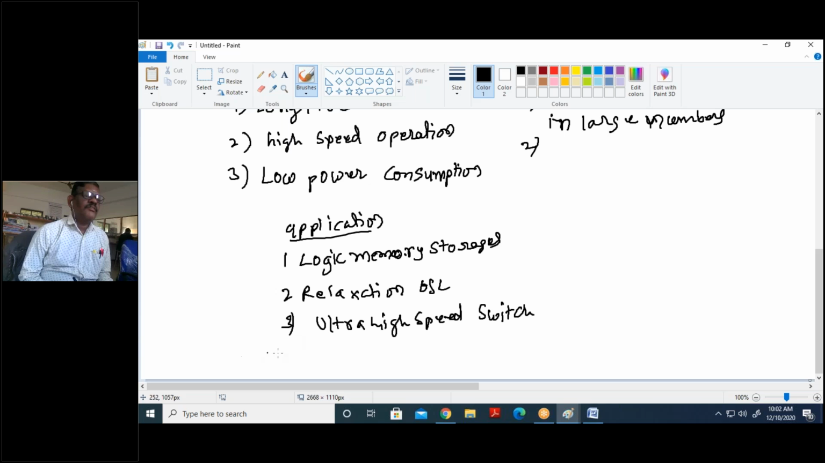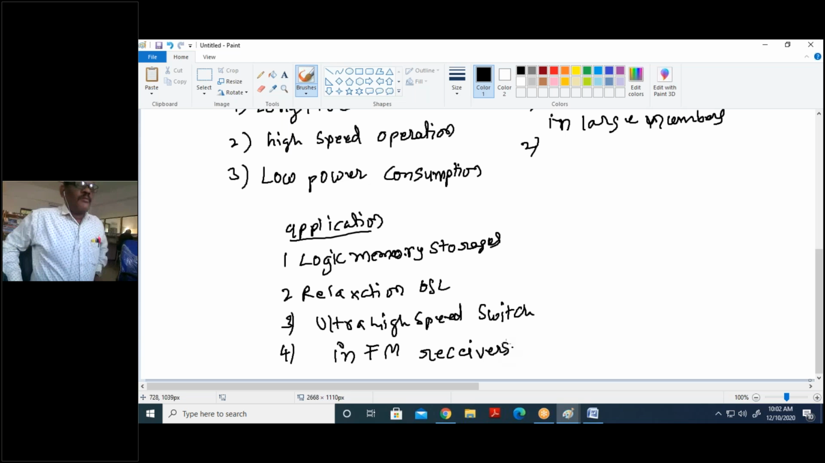And fourth, tunnel diode in FM receivers. Okay, this is tunnel diode construction, operation, advantages, disadvantages, and applications.